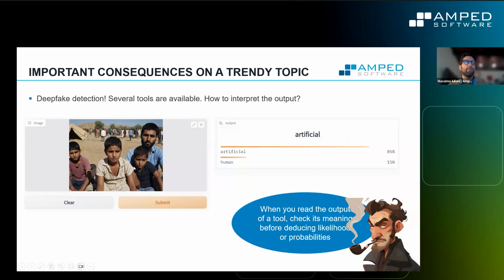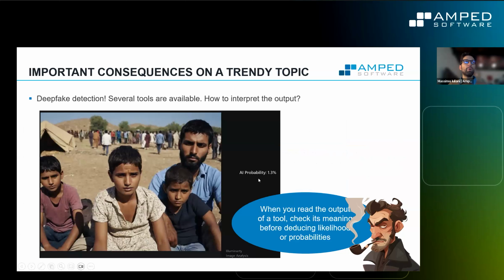Another example. Same image, this tool says artificial 85%, human 15%. Who knows? Another tool, AI probability 1.3%. So this tool explicitly says probability. So this is definitely something that we should avoid when we address a forensic evaluation.